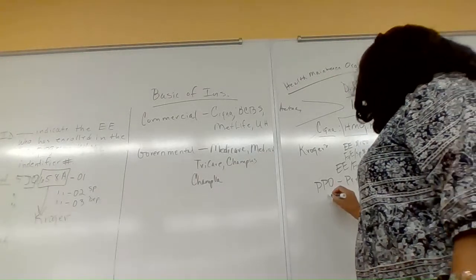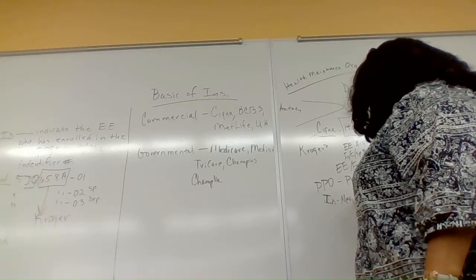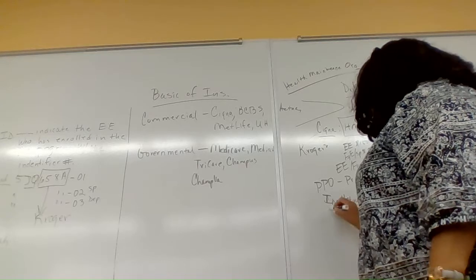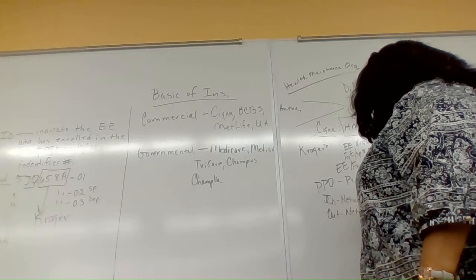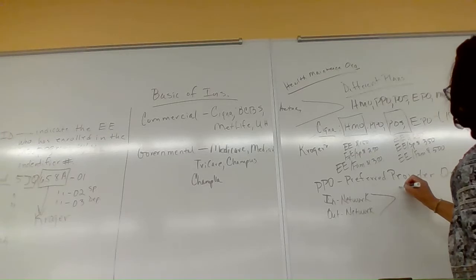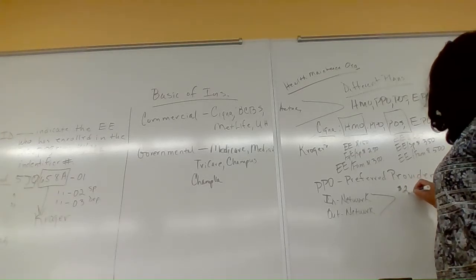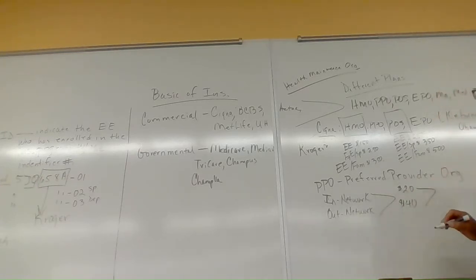PPO has what you call in-network and out-of-network. Now, sometimes these may have co-pays. Okay, now the in-network copay is going to be $20. Out of network is going to be $40 or $50.